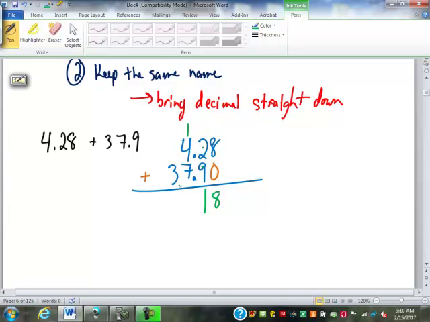Now there's two ways I could handle this. I could just keep going and come back and move the decimal point down later. I was always taught when you cross the decimal point, before you do the next column, you got to move the decimal point down. It really doesn't matter. I could do 1 and 4 is 5 plus 7 is 12, carry the 1. 1 and 3 is 4, and then I could go back and just move the decimal point straight down. Either one is fine.